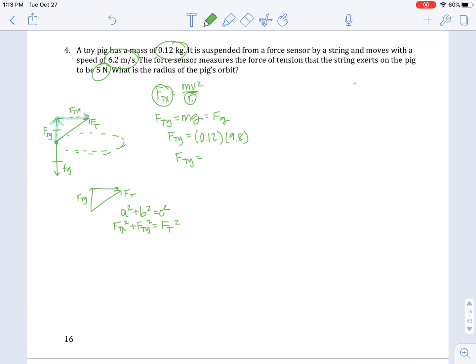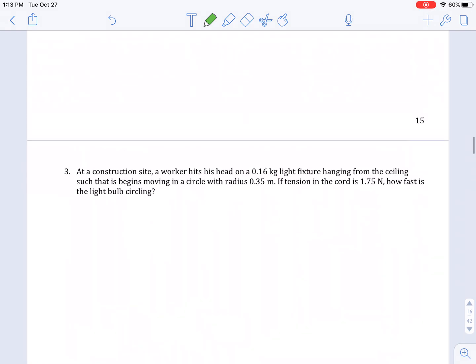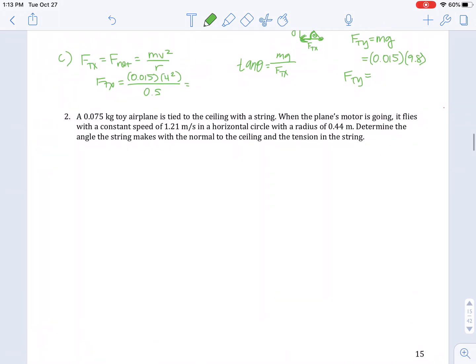Okay, so now it's your job to do number 2 and number 3, to try those two on your own and to check the key and correct your work.